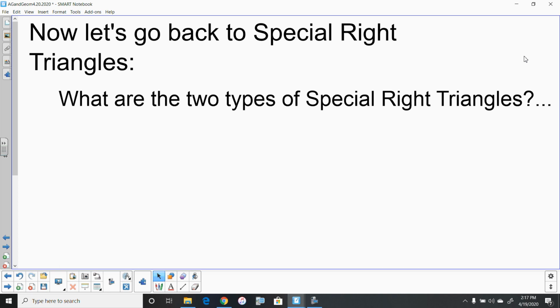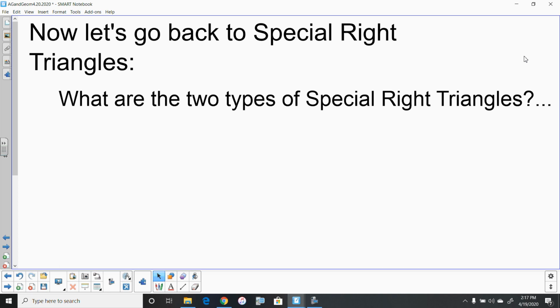Special right triangles, something we covered a long time ago for period two, and something we didn't even get to in period four and six. So it's practically going to seem like new information for everybody. So let's go through this nice and slowly here.